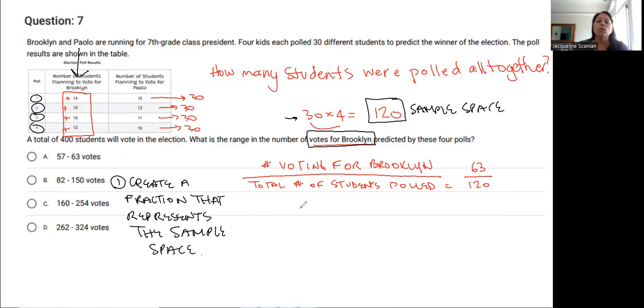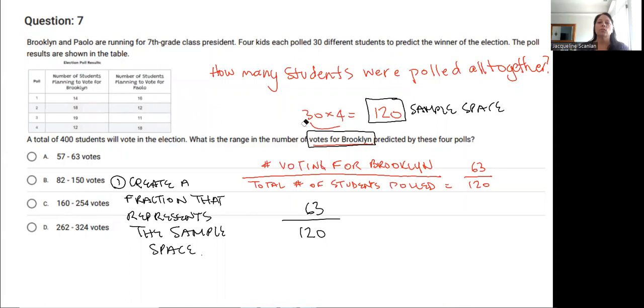All right, so now I'm going to use that information of 63 over 120 to help me predict what's going to happen in the entire population. So I'm going to clean some of this up. Again, pause if you need to, so I don't erase the important stuff. Now I'm going to use this new piece of information that says that I have a total of 400 students. Okay, so total is going to go on the bottom. So in my new fraction that I create, I'm going to write 400 as my denominator. All right, and my numerator, I don't know.